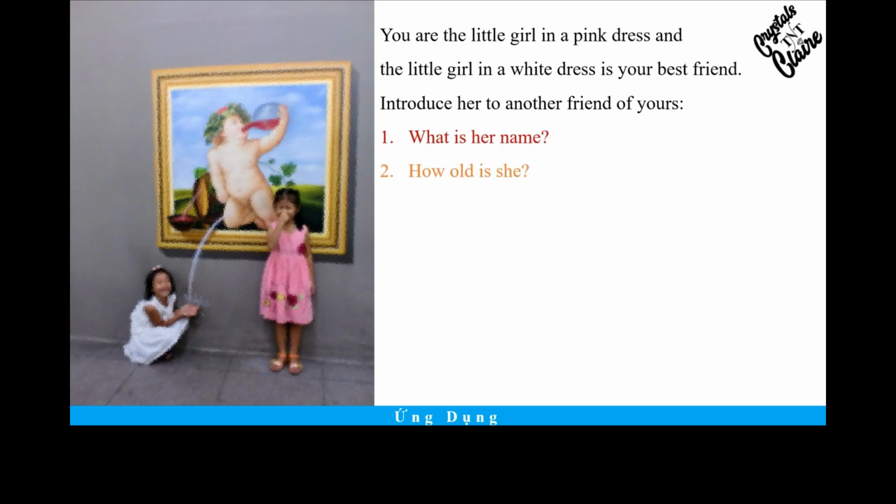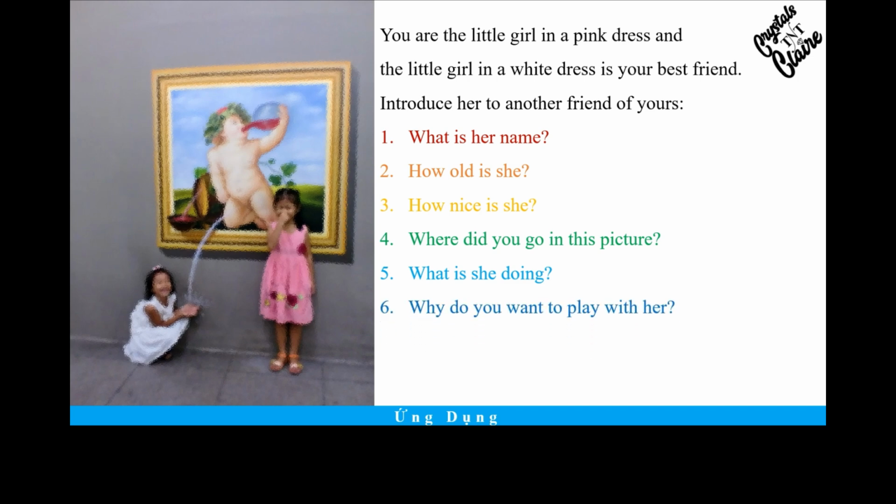So, firstly, you can brainstorm some questions in case you have no idea what to introduce. So, number 1, what is her name? How old is she? How nice is she? Where did you go in this picture? And what is she doing? Do you want to play with her? What do you often do together? Where, when, and why also?